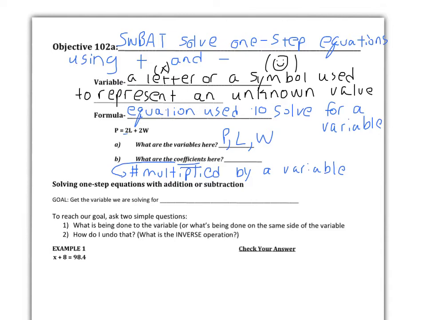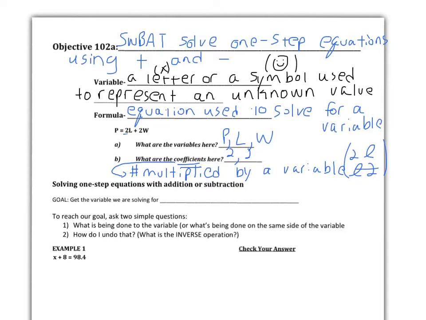Okay, and just a quick note on this. We always write the coefficients in front of the variables. So you notice the 2 comes before the L. So here's a good example, 2L. We wouldn't write L2. That's not in the order that we typically write it. We would write it as 2L. So the coefficients in this one are the 2 and the 2: the 2 in front of the L, the 2 in front of the W.